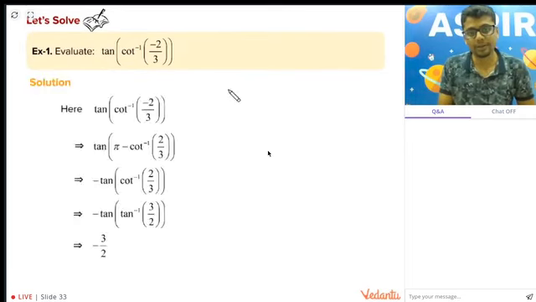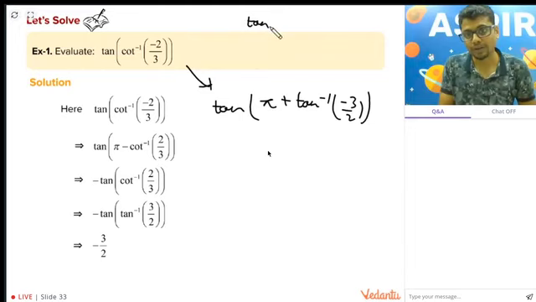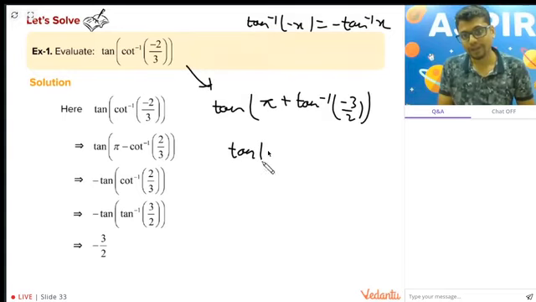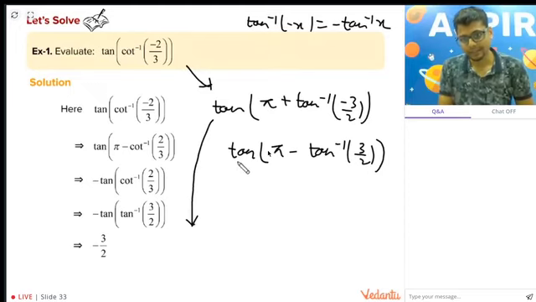It will be what? Tan of, if I go this way, pi plus tan inverse minus 3 by 2. Now tan inverse minus x is what? Tan inverse minus x is minus tan inverse x, right? So here it becomes tan of pi minus tan inverse 3 by 2. Or you could have done directly also. I mean, it's just fine. All right. So here also you can do directly. But in case you want to go like this, then what?